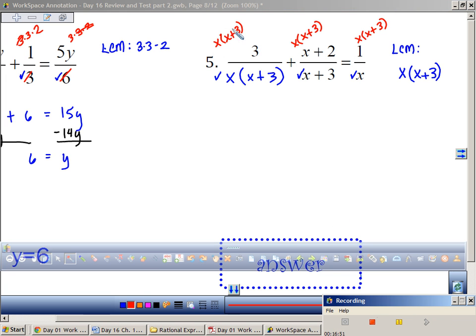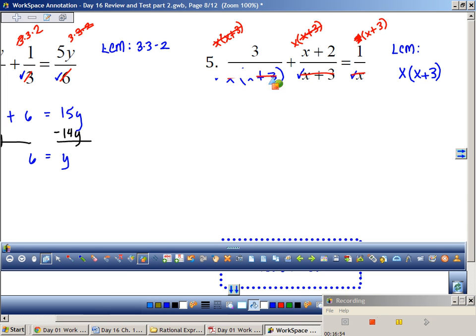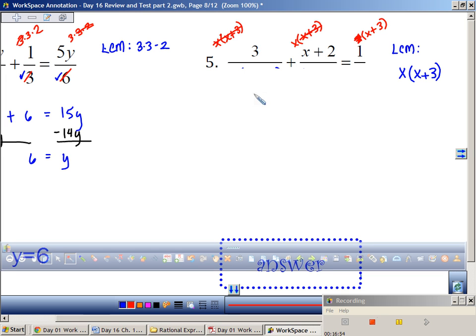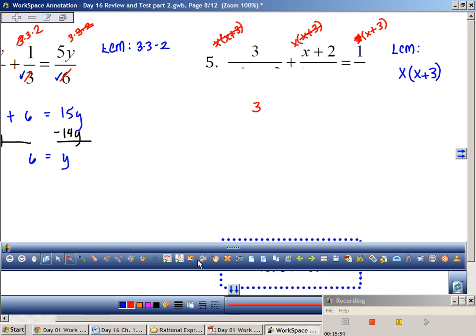Why don't you guys do it? If I multiply everybody by x times x plus 3, this goes away, this goes away. X plus 3 goes away, x plus 3 goes away. X goes away, x goes away. No longer have a denominator, it's gone. What's left over? There's nothing here, right? But a 3. So I have a 3. What's left over here?